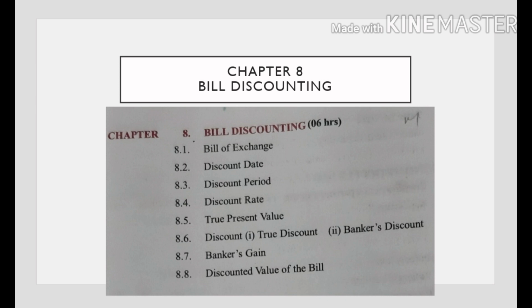Under this chapter we will be seeing first, bill of exchange, second, discount date, third, discount period, fourth, discount rate, fifth, true present value, sixth, discount. Under that, true discount, banker's discount, then banker's gain, and discounted value of the bill. So we will be seeing all these topics in this chapter.